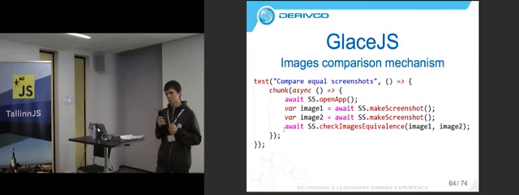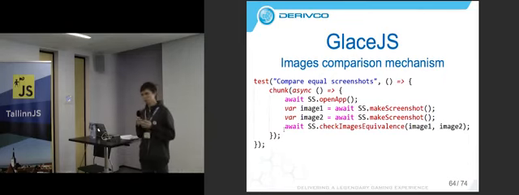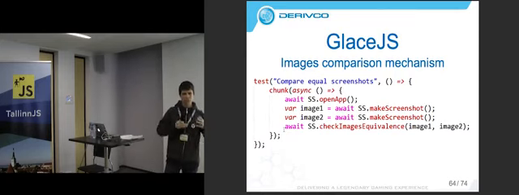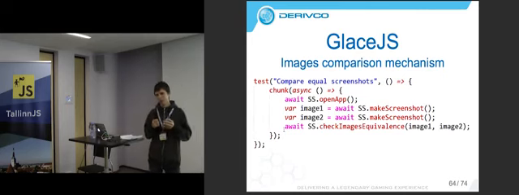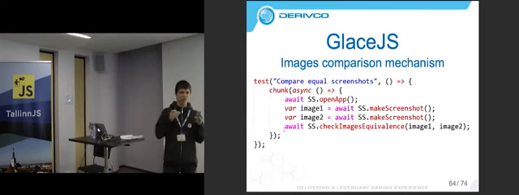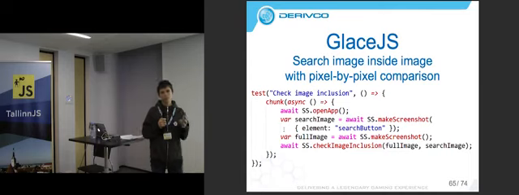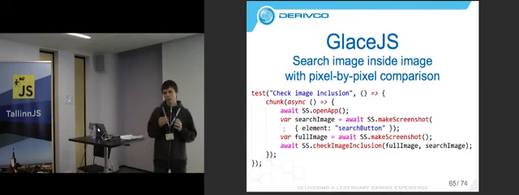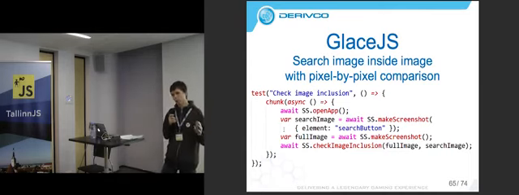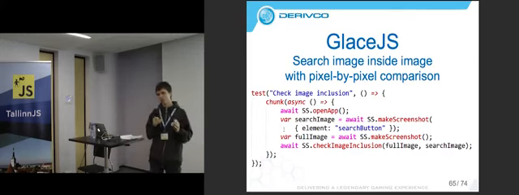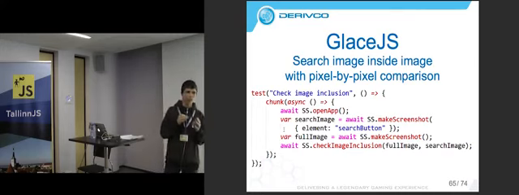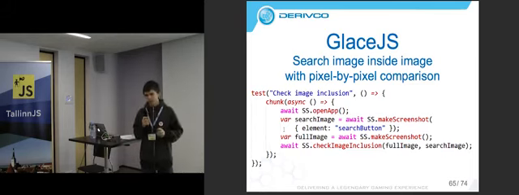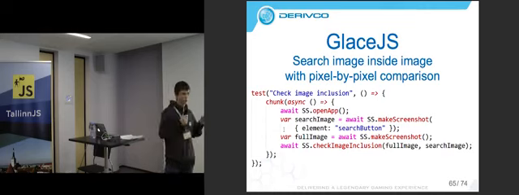And Glide.js supports an image comparison mechanism. Because sometimes it's not possible to verify properties in some complicated scenarios in UI testing, you need to compare screenshots. That's why Glide.js supports it too, in the box. You may make a screenshot of one page, go to another page, make a screenshot again, and compare them. And Glide.js will tell you whether they are the same or not.